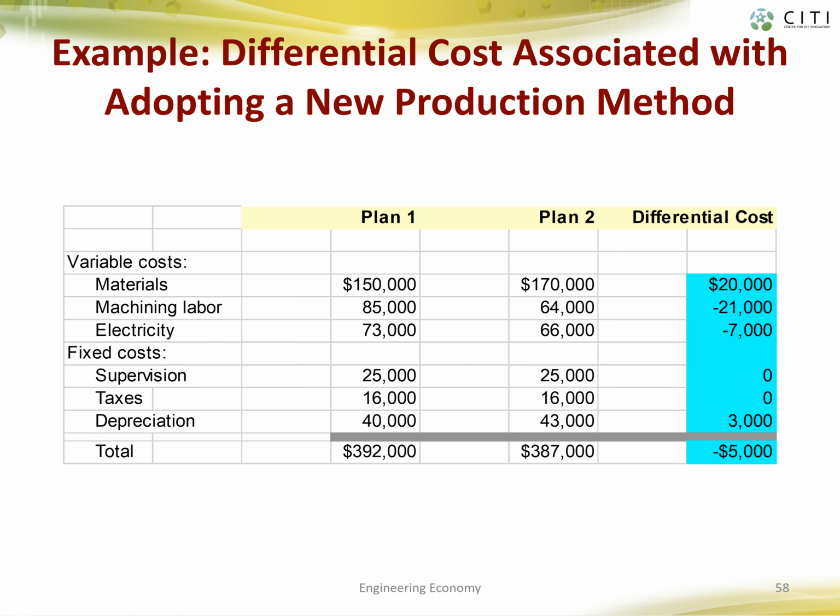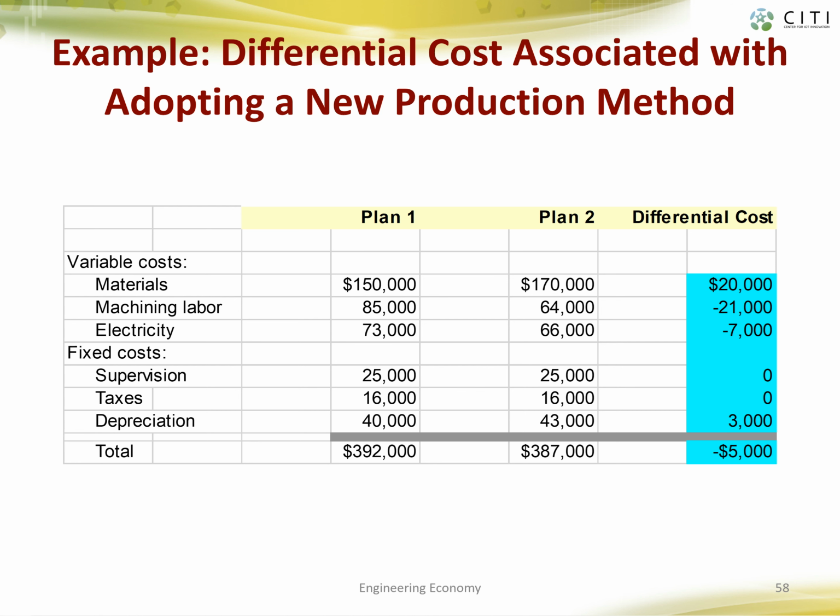So let's look at an example here. Here we have two production methods. The existing one is plan 1. There are some variable costs and there are also some fixed costs. For plan 1, it comes to 392,000. For plan 2, you also see variable costs at the top, and you see some fixed costs in the lower part. You add them together, they come to 387,000.